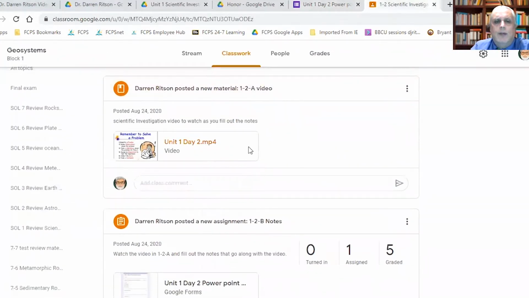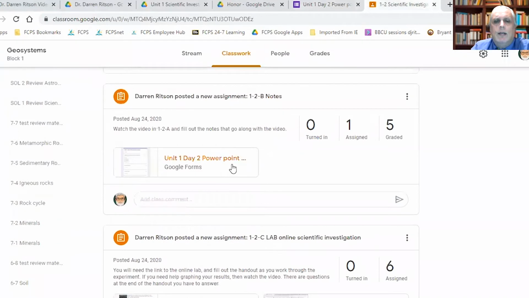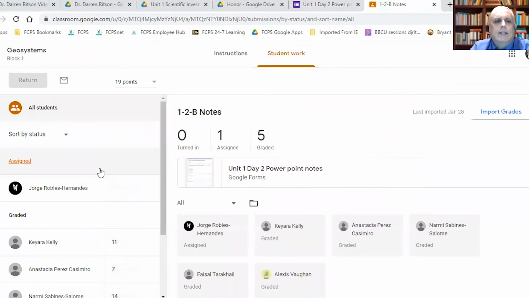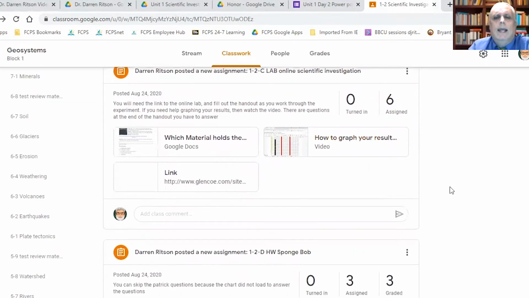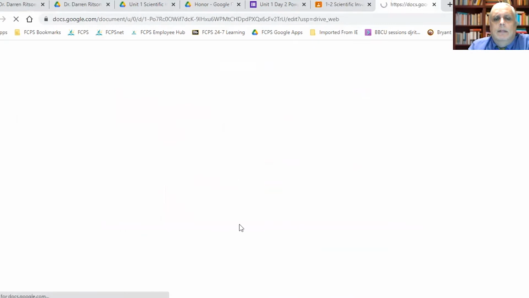Here is the video, and then here's the graded form. When they're done, they just hit submit. And then I just go through and hit this button over there that says import grade, and it grades it for me.